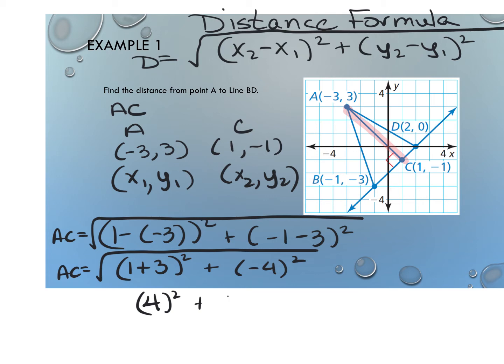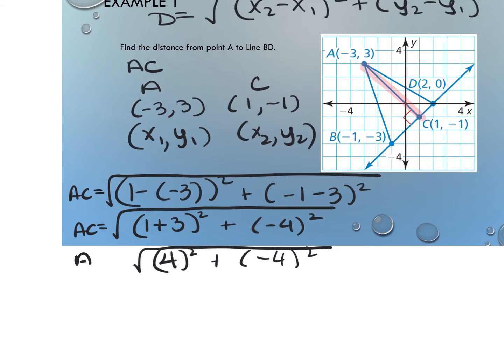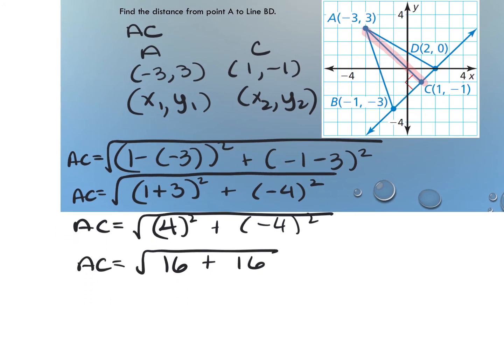Okay, and then here, I'll just rewrite the -4 again. So now I need to square both of those and then add them. So 4 squared is 16. Negative 4 squared is also 16. I'm now going to add them, and I get 32.